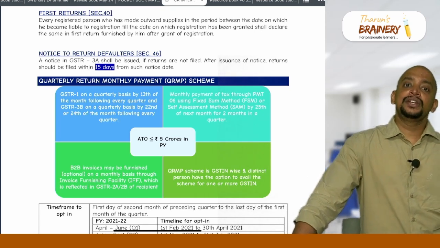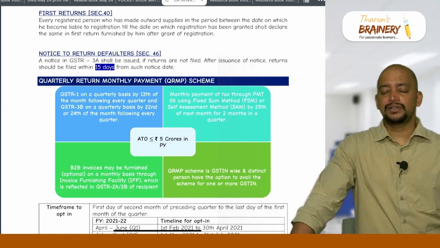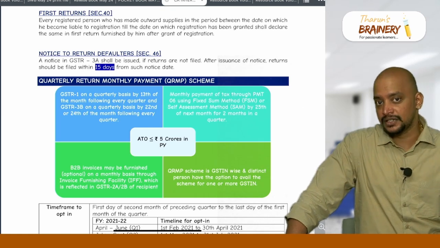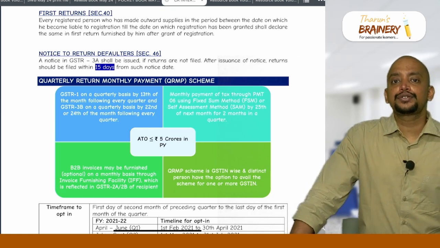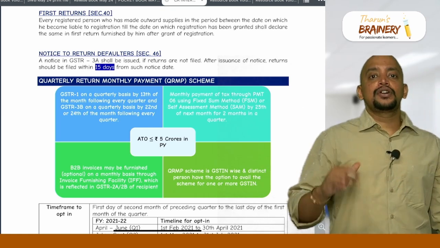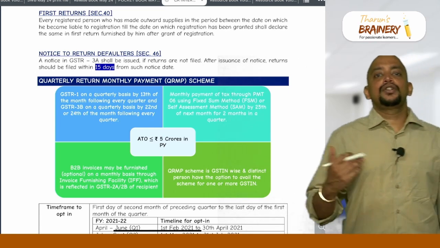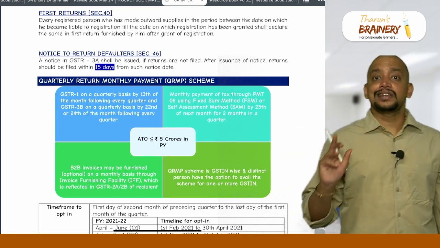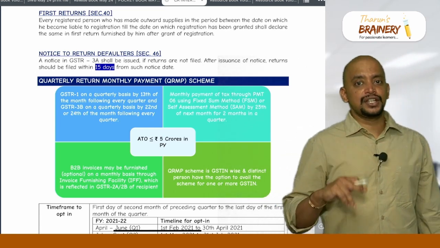Otherwise, they will initiate assessment. Which department will initiate assessment? That you will learn at final level. What you need to remember? Notice to return defaulters. If you are not filing return, they will give a notice in GSTR 3A. Once you get the notice, within 15 days you need to file the return.